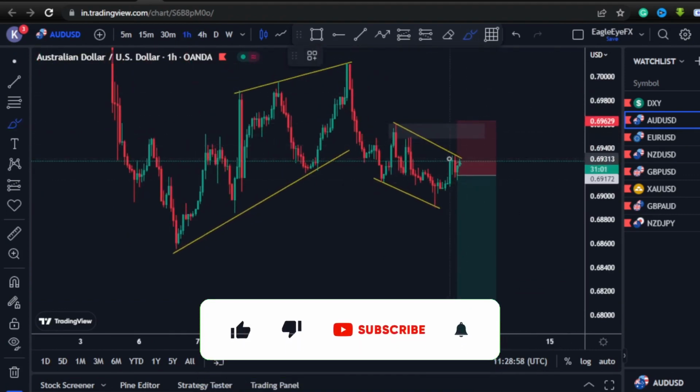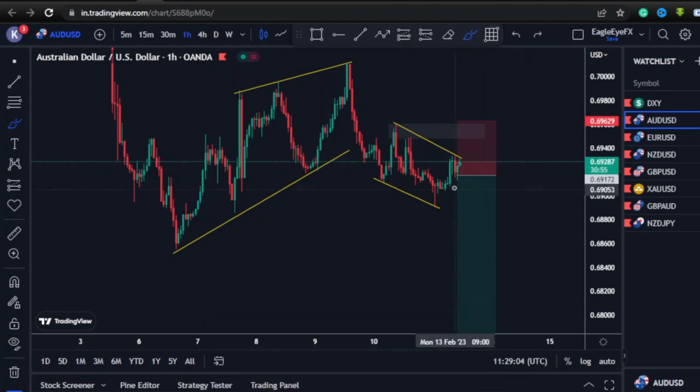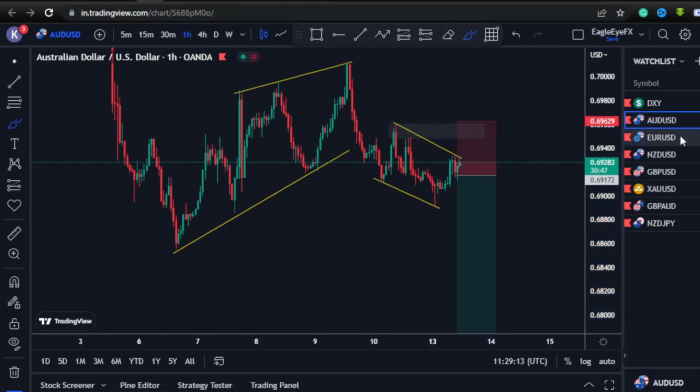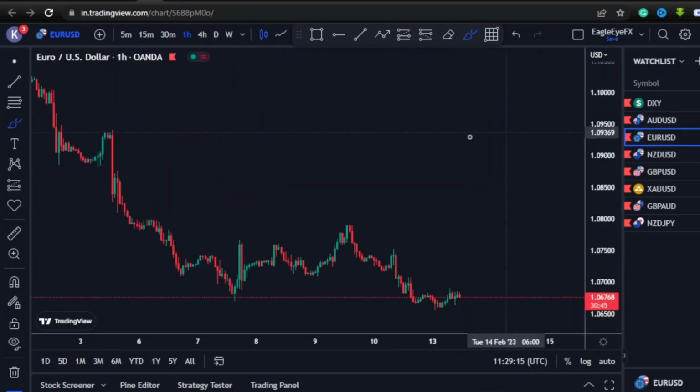So you can see this could come actually here, give us some sort of a double top before it just goes down, or it will come all the way to this level before it goes to the downside. And it's the same case with EURUSD.